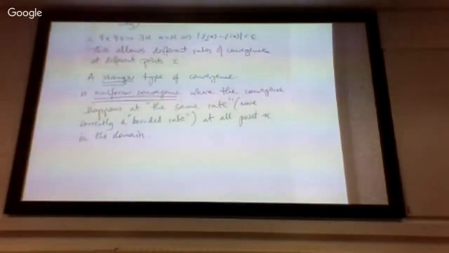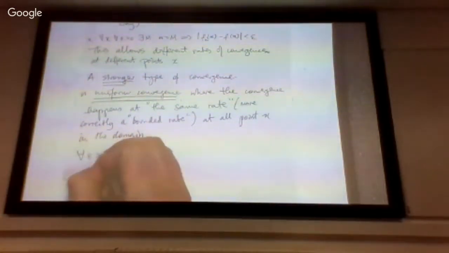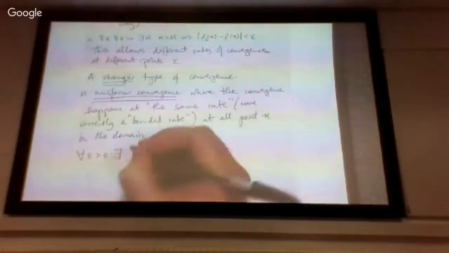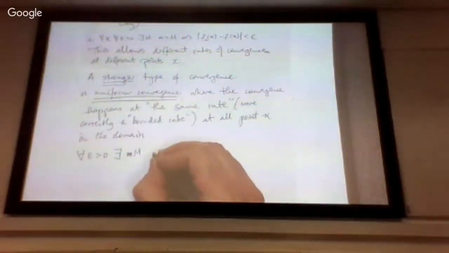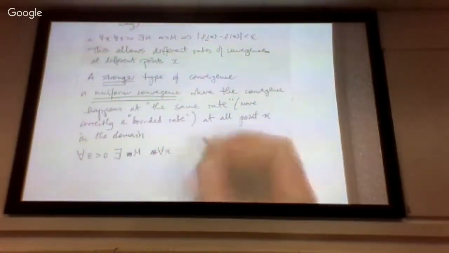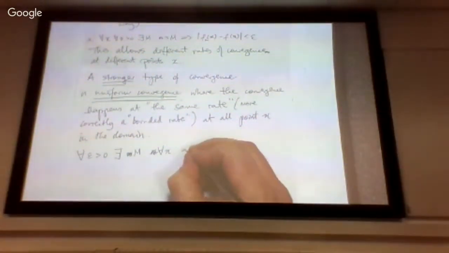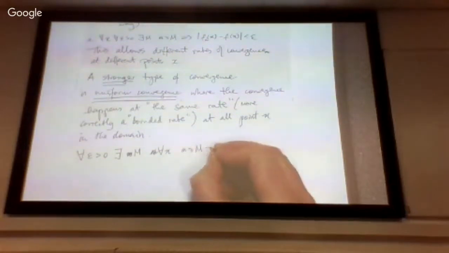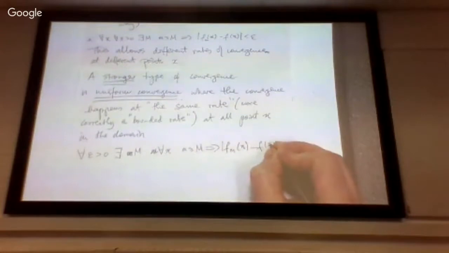Now, this is really brought into sharp focus when you look at the symbolic form of the definition. Symbolic form says for every epsilon greater than 0, there exists a capital M, such that for all x in the domain, little m being greater than or equal to capital M implies the absolute value of f_m of x minus f of x is less than epsilon.